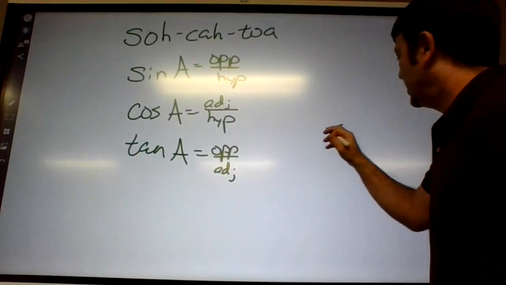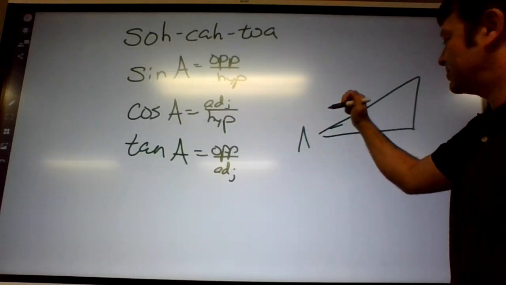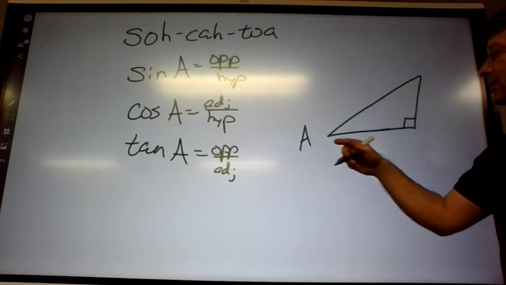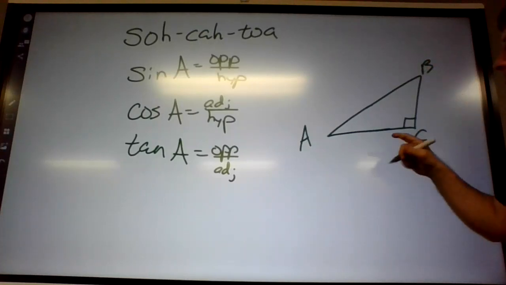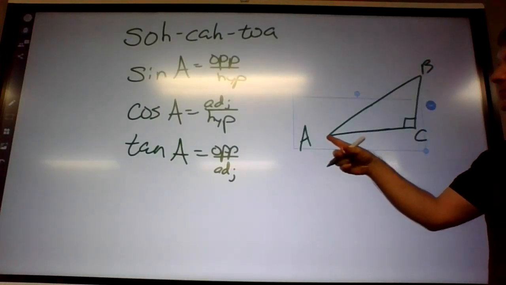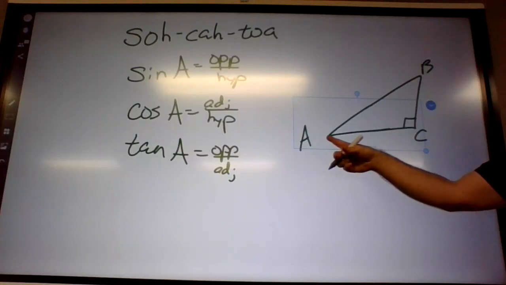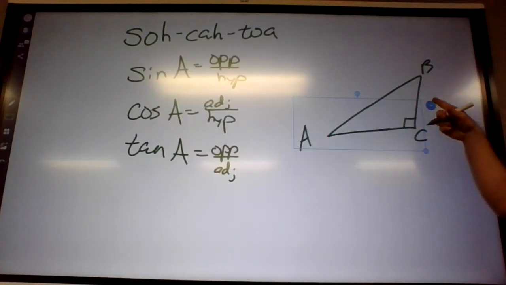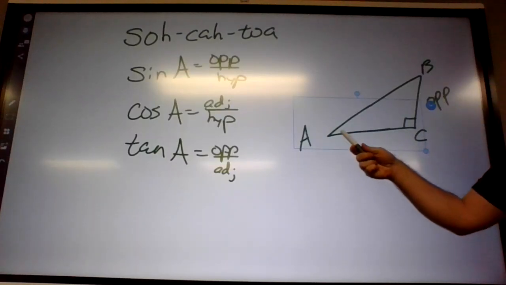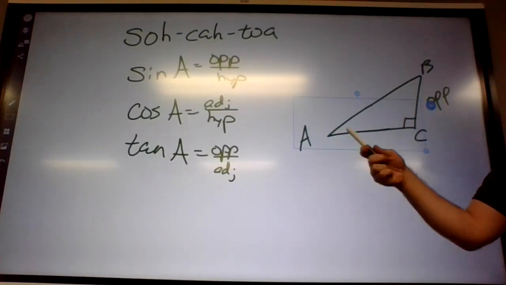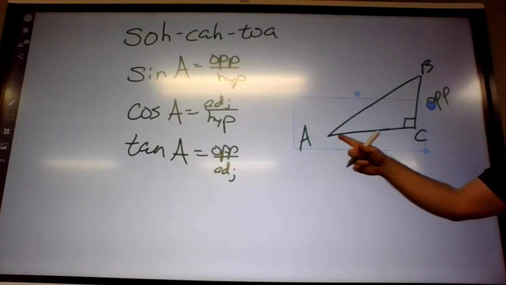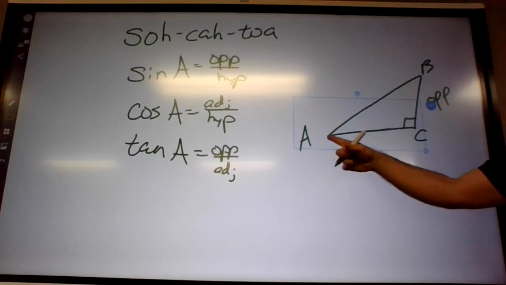Okay, and in a triangle, let's say this is angle A. What is the opposite of this angle? Side BC. There is not an opposite angle. An angle can be opposite a side, or a side is opposite an angle. There's not an angle opposite another angle on a triangle. Okay, so this is opposite.